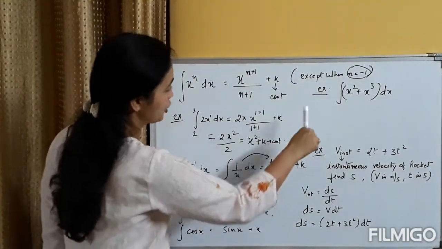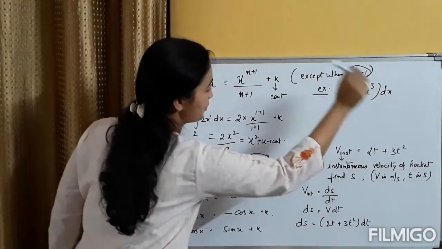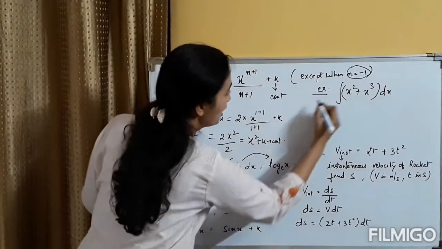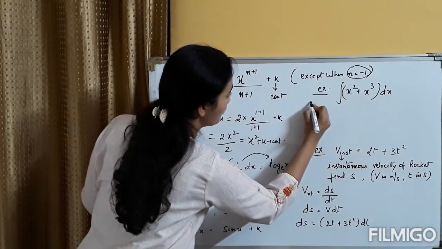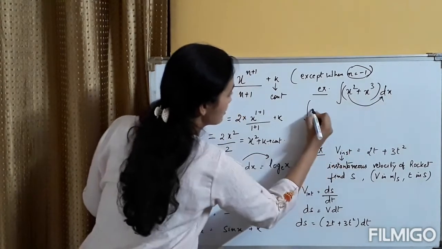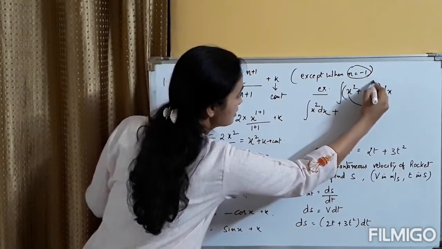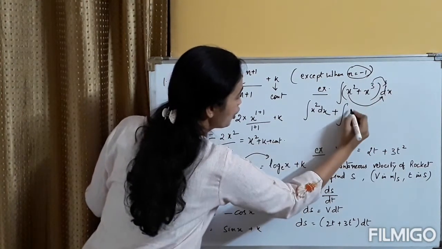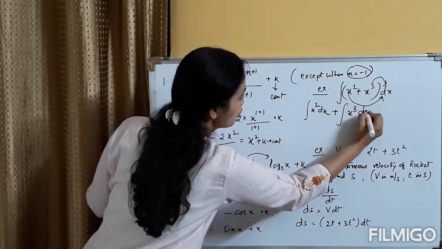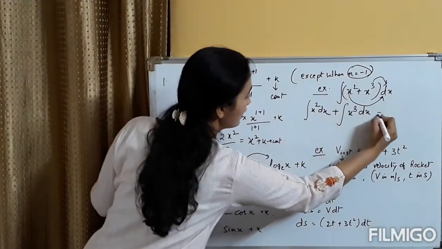Let us do one question. Example: you have to integrate x square plus x cube with respect to dx. For integration we can do it in parts. This is the first part, x square into dx, plus this is the second part, integration of x cube with respect to dx. Applying the power rule, what am I getting here?